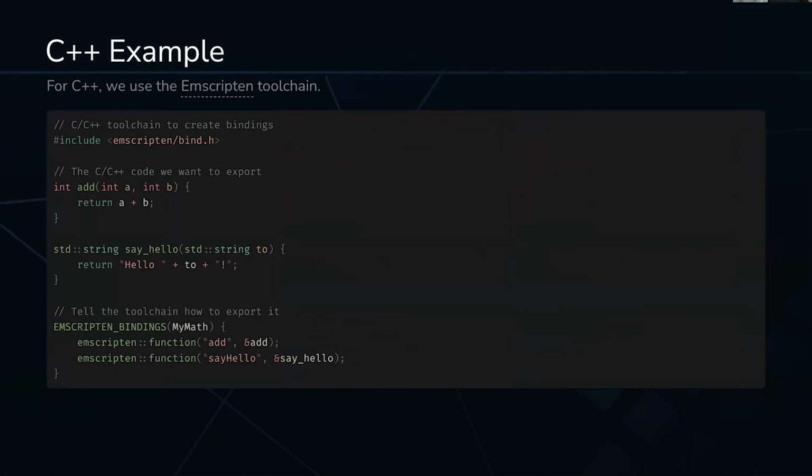With Emscripten, you include the toolchain, and then you can have C++ methods. You'll notice that we have standard string. This is the C++ standard library. And so we're able to take a string as input and give a string as output. And Emscripten handles translating JavaScript strings to C++ strings and back again for you. And then at the bottom, we have binding saying, hey, I want to export these methods, and these are the names to export them as.